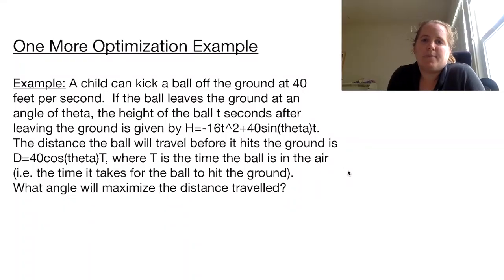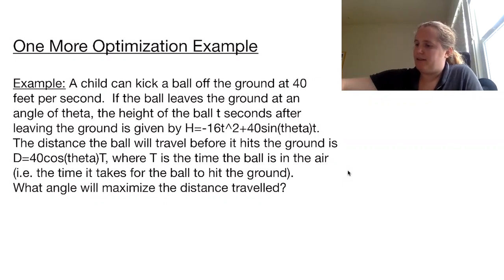Welcome to one more optimization example. So in this example, a child can kick a ball off the ground at 40 feet per second. If the ball leaves the ground at an angle of theta, the height of the ball t seconds after leaving the ground is given by h equals negative 16t squared plus 40 sine theta t.